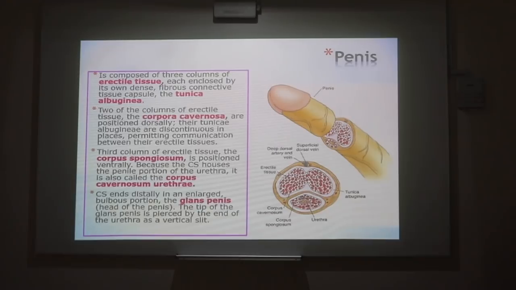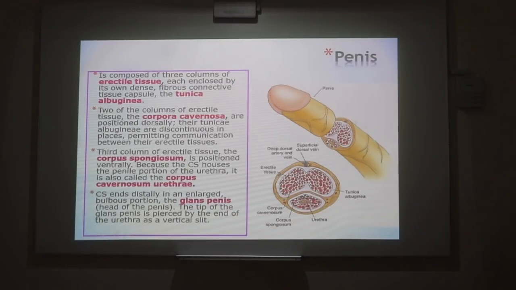Finally, we are going to talk about the penis. It is composed of 3 columns of the erectile tissue, each enclosed by its own dense fibrous connective tissue capsule which is called the tunica albuginea. So there are two corpora cavernosa and there is one corpus spongiosum, and each of these three erectile tissues are covered by their own tunica albuginea.